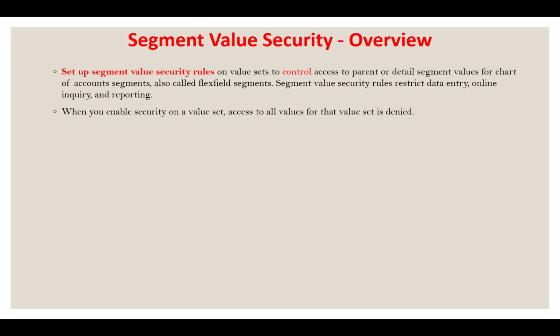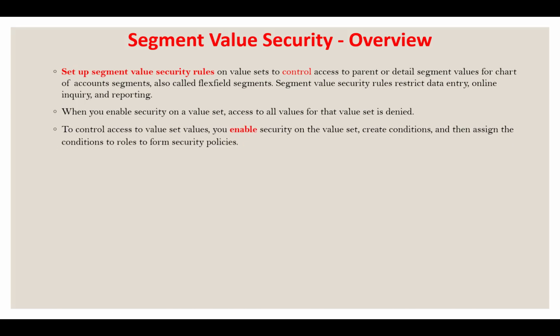When you enable security on a value set, access to all values for that value set is denied. To control access to value set values, you have to enable security on the value set, then create conditions, then assign the condition to the rules to form security policies. It's like we have a chart of accounts with a lot of segments. For each segment we have a value set. So in case you need to enable security for one of these value sets, you restrict users from accessing the values from the user side.